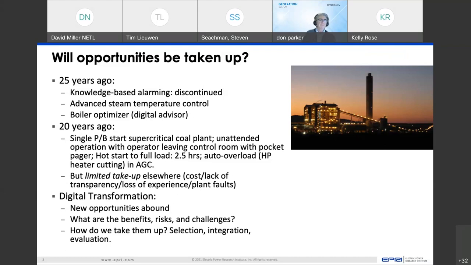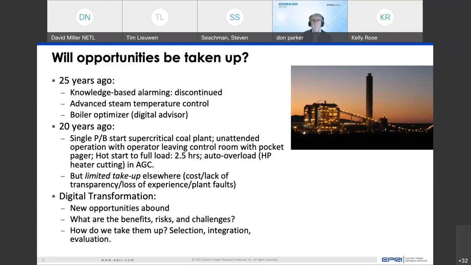Now, 20 years ago, I was involved in a plant in the state of Queensland, and spent quite a few trips to Japan working with the German companies and Japanese companies, developing a single push button start supercritical coal plant with unattended operation, where there was one operator for two units and he could leave the control room with a pocket pager. So the entire plant was operated with one control room operator and one assistant overnight. There were two people on the plant, and they could both leave the control room. It had a hot start facility to get from first fire to full load in 2.5 hours. HP heaters were cut automatically in AGC. It achieved 12 alarms per 12-hour shift.